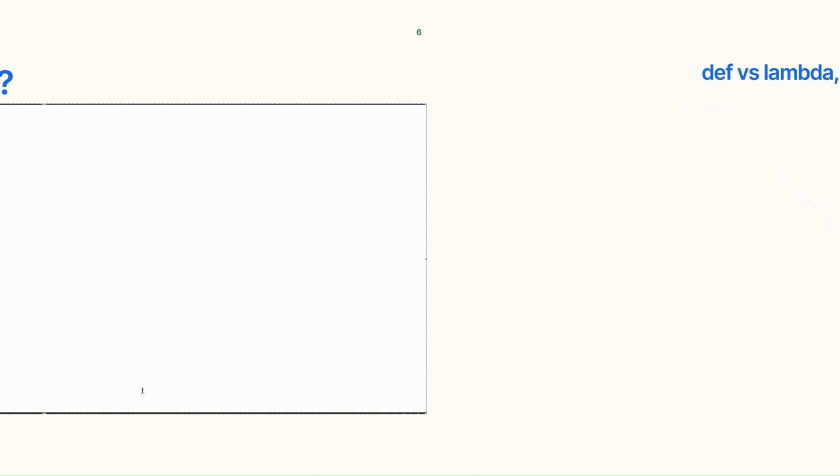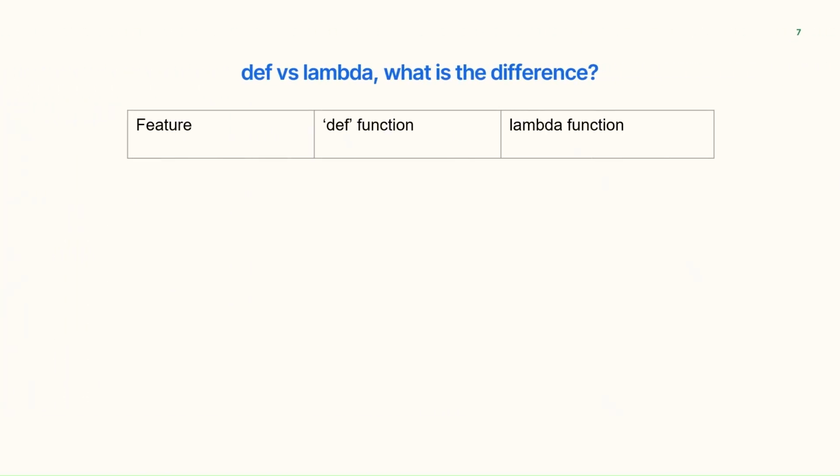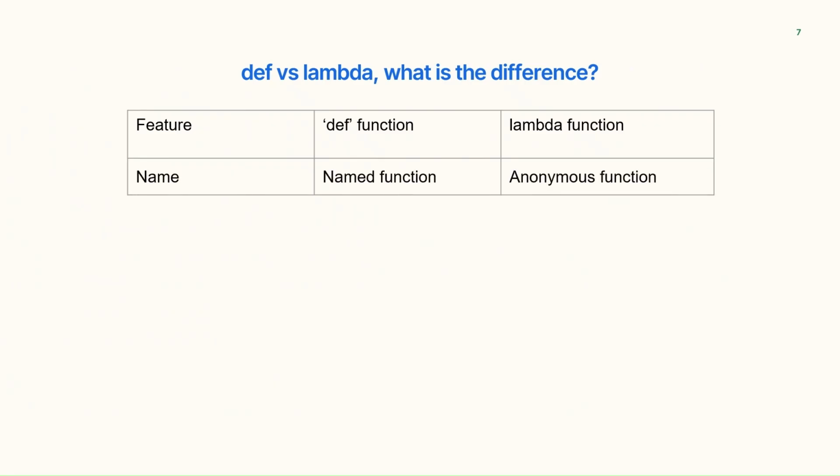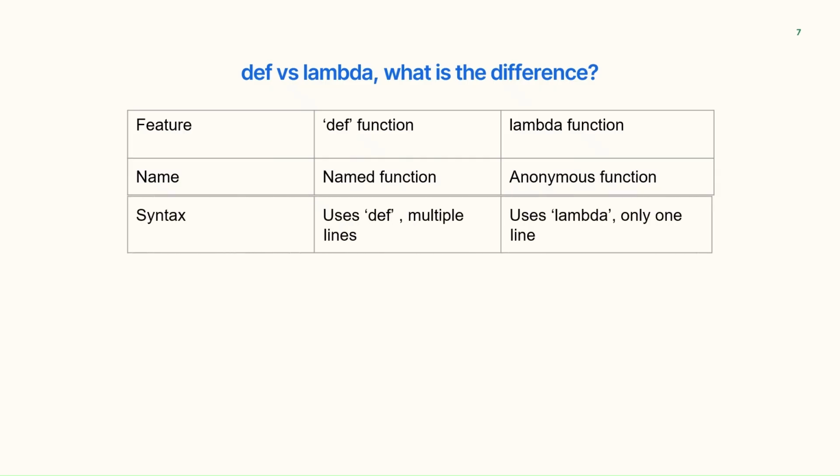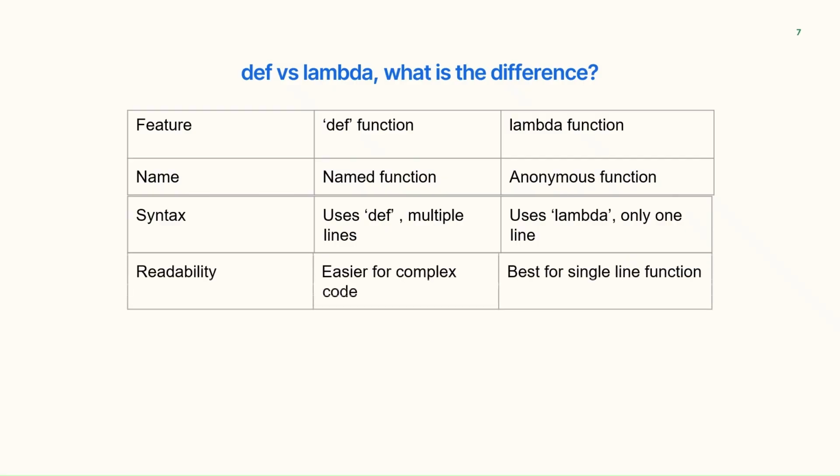Now that we have seen both types of functions, let's compare them side by side. Functions created with def have a name, while lambda functions don't unless assigned to a variable. Def functions can span multiple lines and include conditions and loops. Lambda functions are restricted to a single expression. Readability: def functions are easy to understand and maintain, especially when your logic is long. Lambdas can get messy if overused.